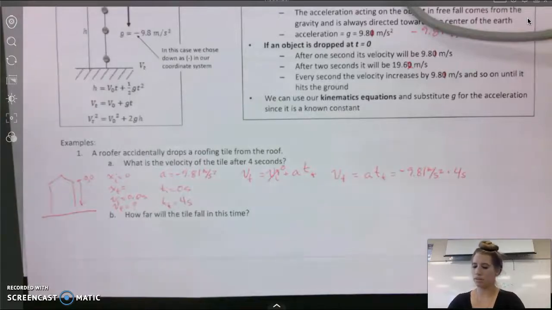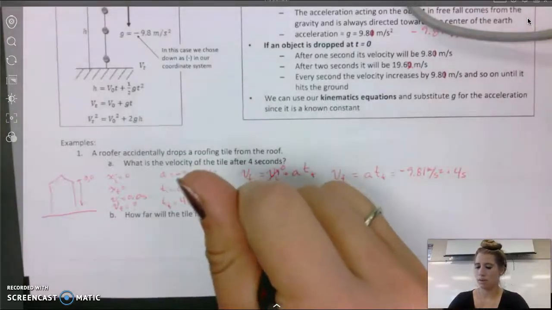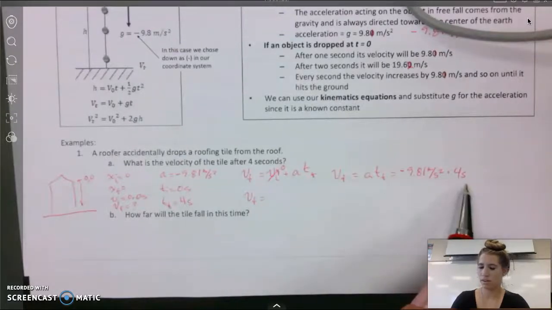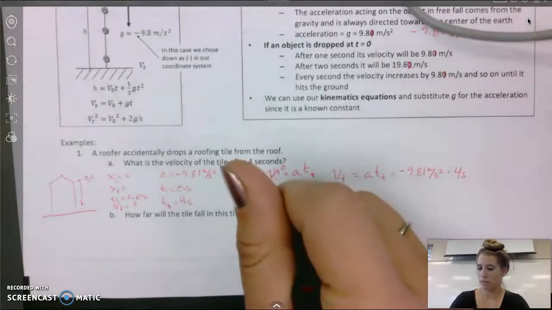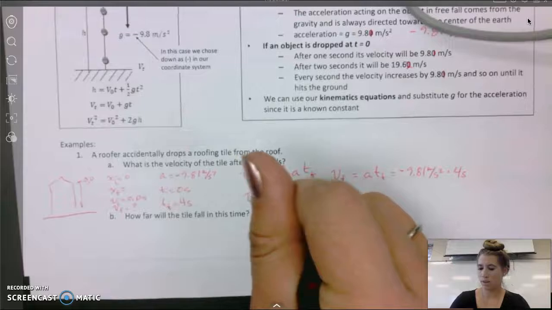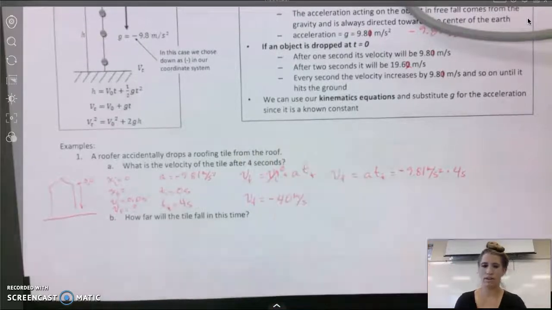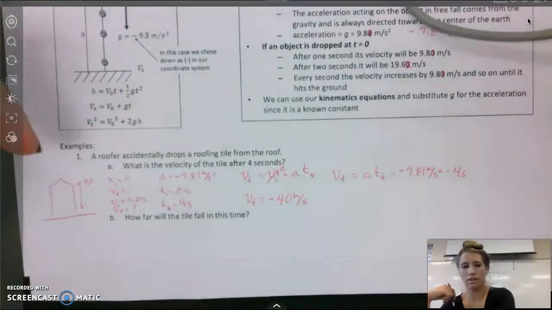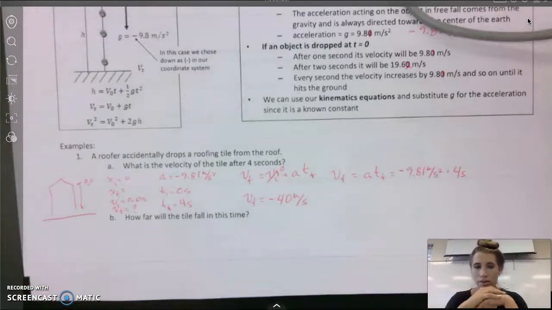Okay, when I multiply those, my velocity final, 3 sig figs, 1 sig fig. So my final answer will be 1 sig fig, negative 40 meters per second. It's negative because we've said that going down is the negative direction. So it makes sense that that velocity would be going down in the negative direction.